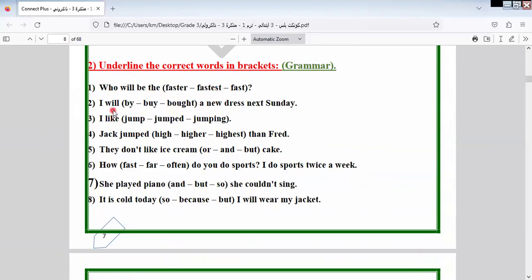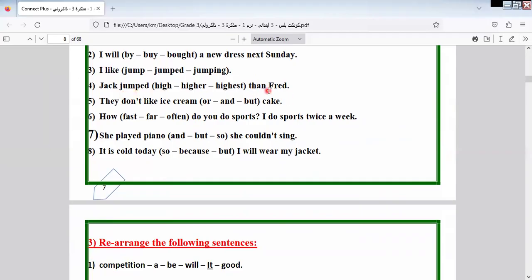I will. So will followed by what? By the infinitive form, like what? I will buy a new dress next Sunday. So here it will be I will buy. I like what? I like jumping. Here we have what? We have ing form because like followed by what? By gerund.